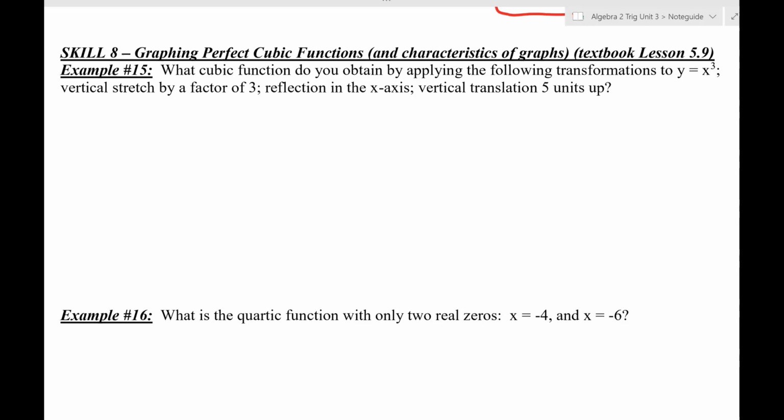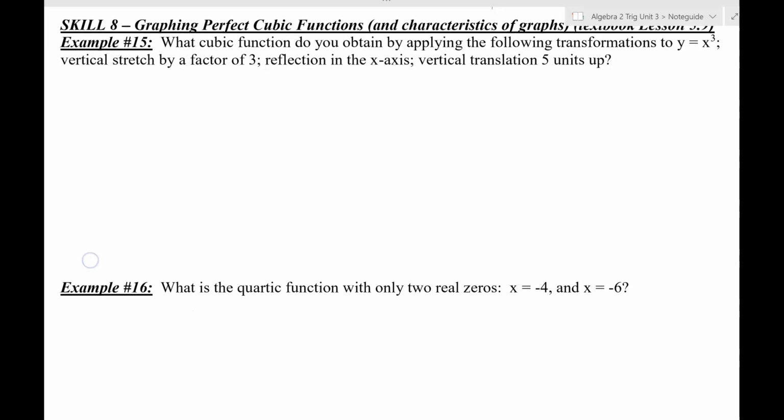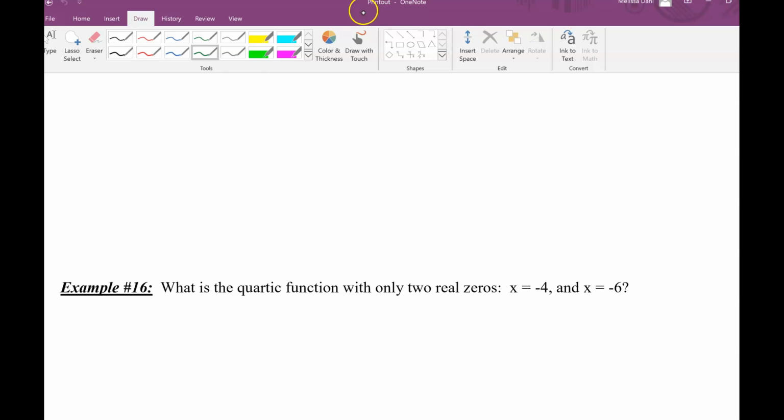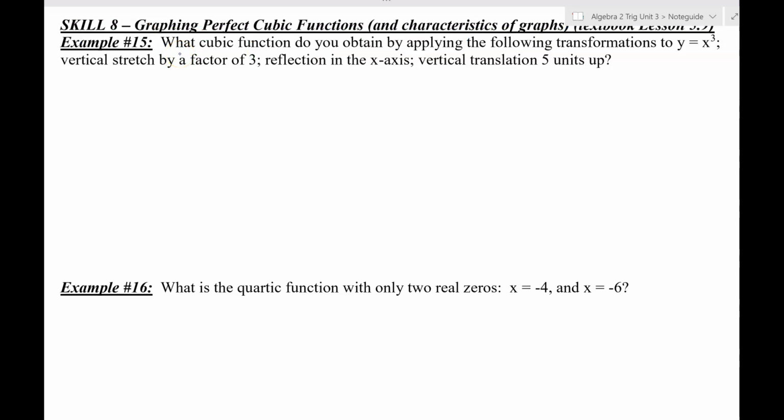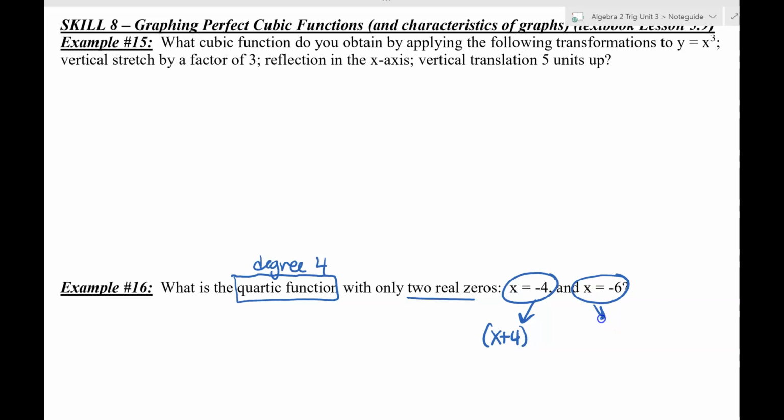So I actually want to do example 16 first. Sorry, I know that's a little bit confusing, but I think it piggybacks most on what we've been doing: we have to write an equation and they tell us what type of function based on degree. So quartic means degree of 4. When you multiplied it all out, the highest degree would be 4, but it only has two real zeros. Now remember, our zeros can give us factors. So I expect a factor of x plus 4 and a factor of x plus 6.